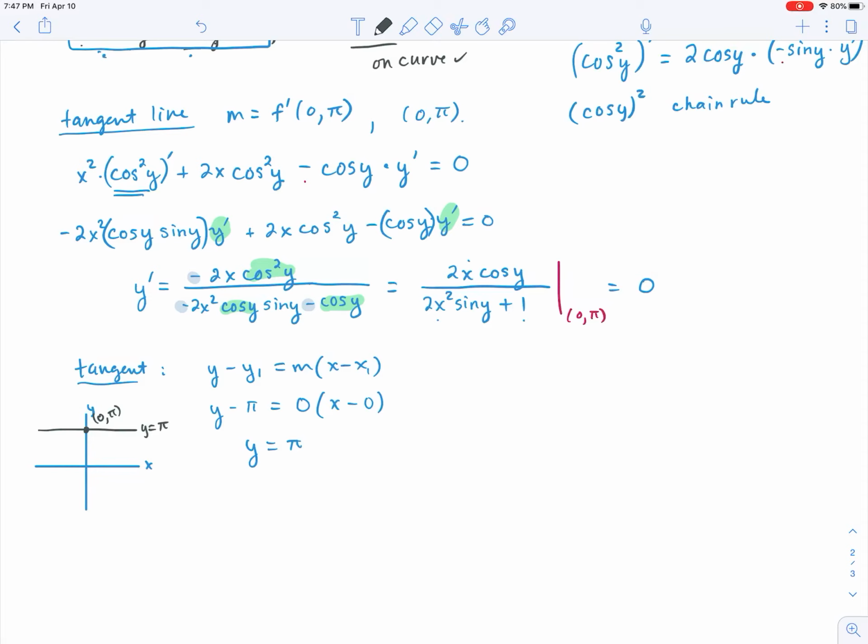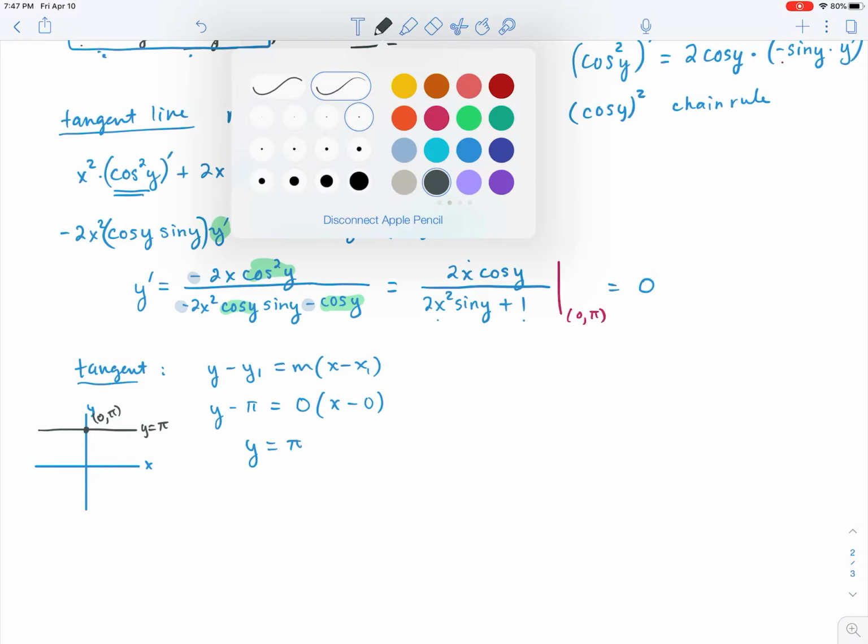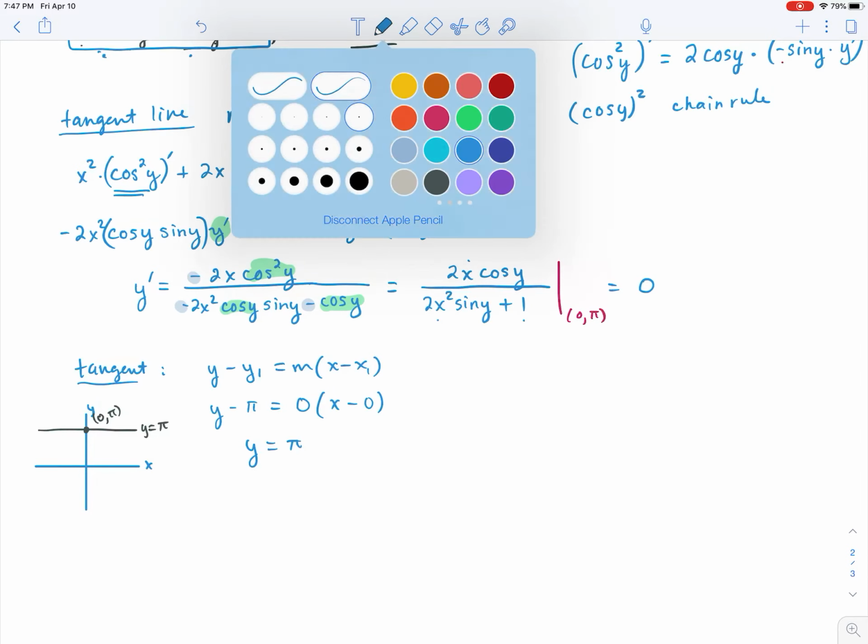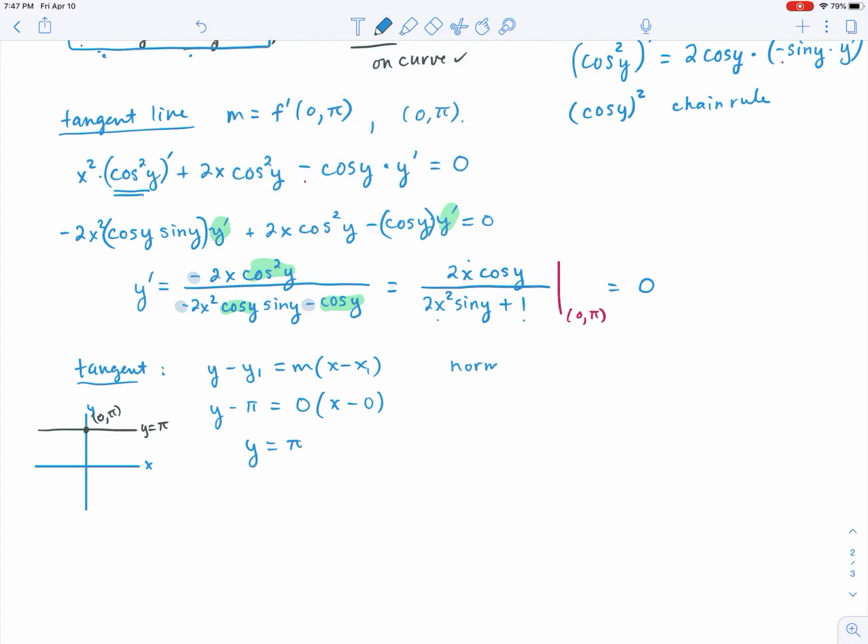Then the normal is going to be perpendicular to that. That means it's going to have not zero slope, but undefined slope, and it's going to be of the form x equals something. It needs to go through this point, so that's going to be x equals 0 for the normal line. So here are our solutions. And if you're curious, you might want to graph that on GeoGebra and double check and make sure that everything works.